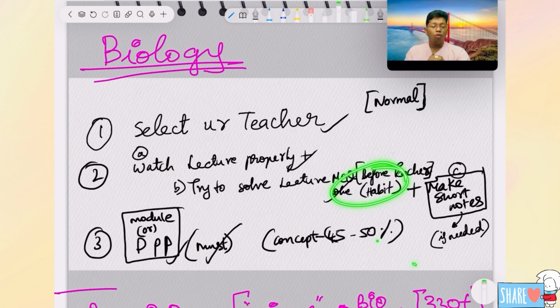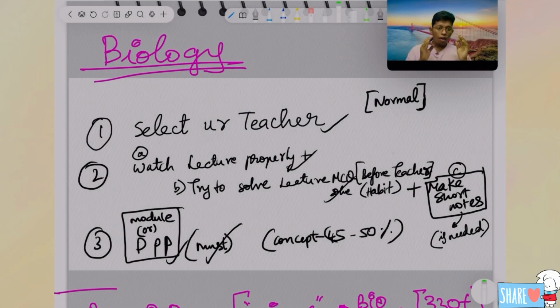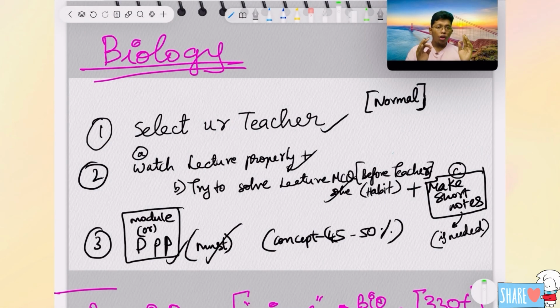It should become a habit for you. The reason is, it will give you interest in the subject when you are solving before the teacher solves. By making short notes only, you will be able to revise if needed, I will say.